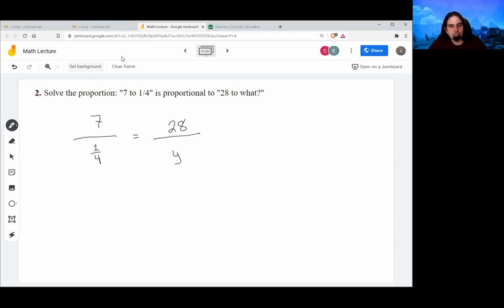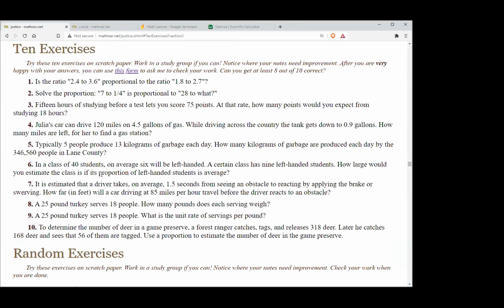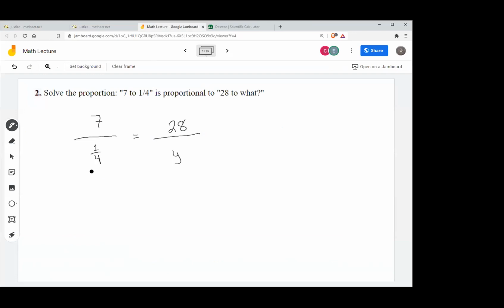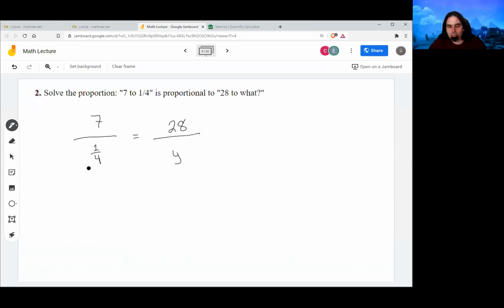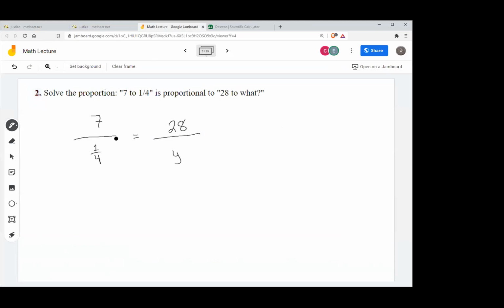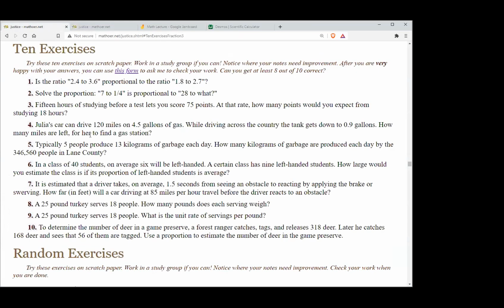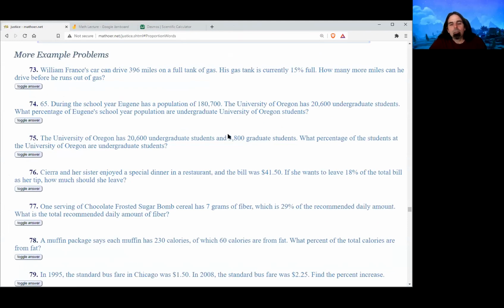I don't want to do this one for you, but could you also make the 1/4 0.25? Yes, if you like decimals better, you could certainly write that 0.25. Okay, well, let's go on.